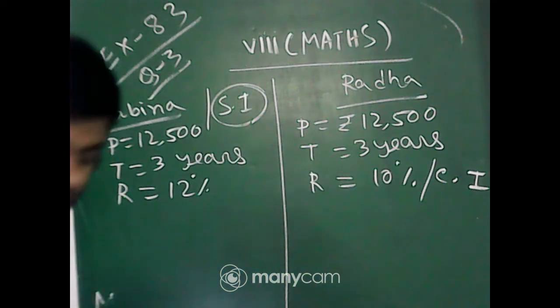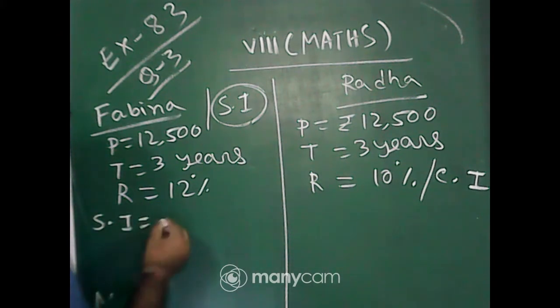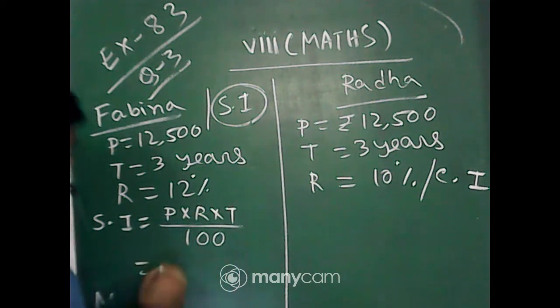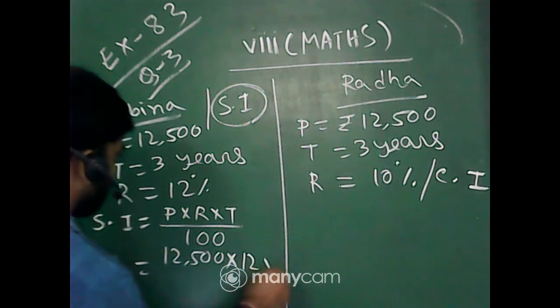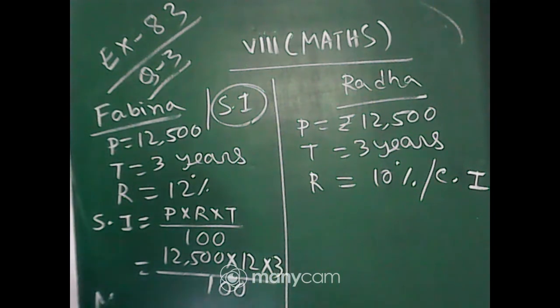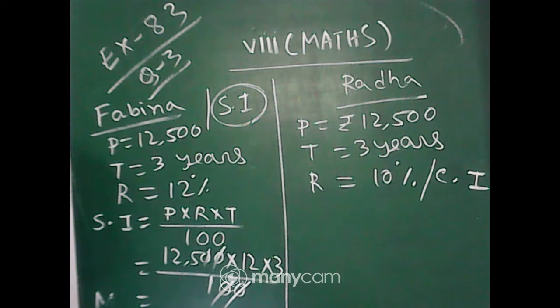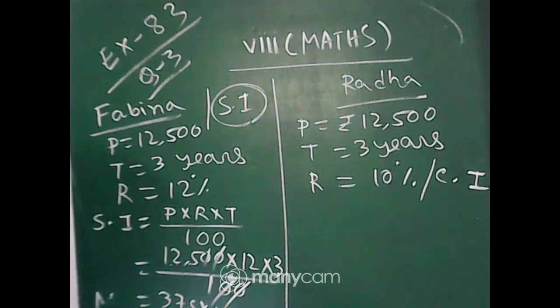First step: in the case of Favina, the simple interest is SI equal to PRT by 100. P is 12,500, R is 12%, and time is 3, divided by 100. Now cross-cancel: 125 into 3 is 375, and 375 into 12. Now we will calculate 375 into 12.